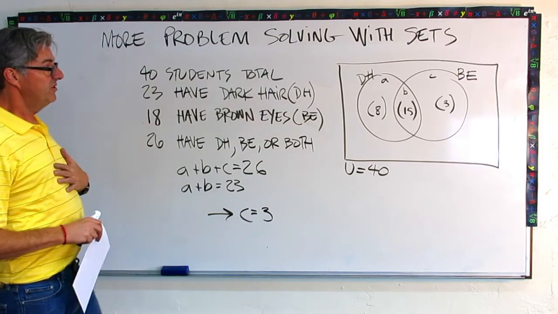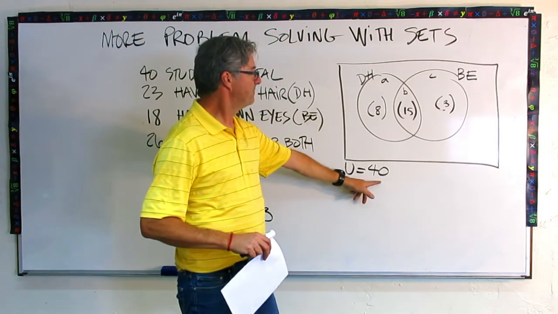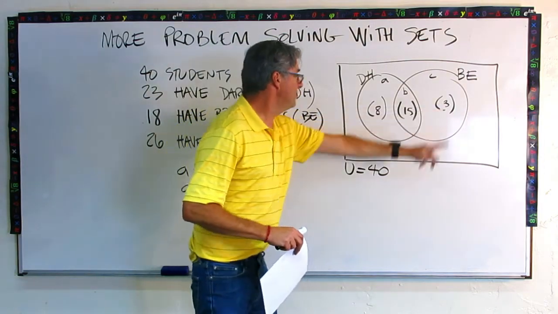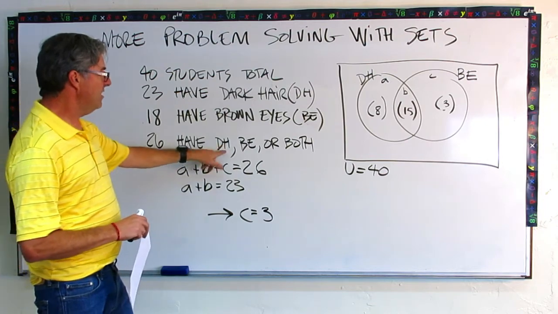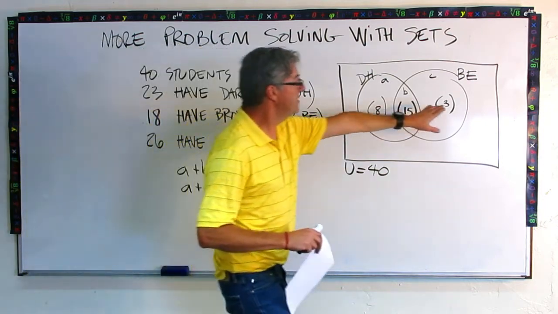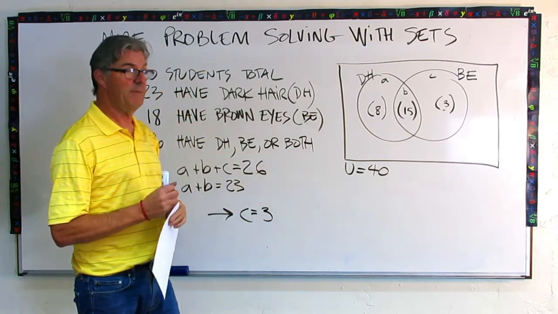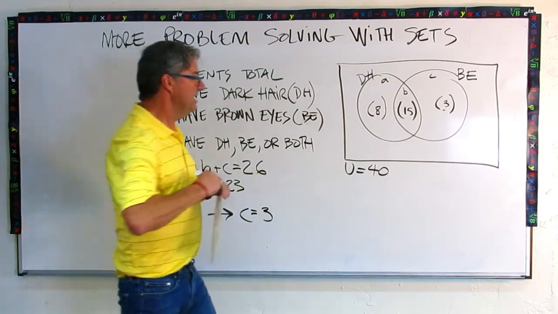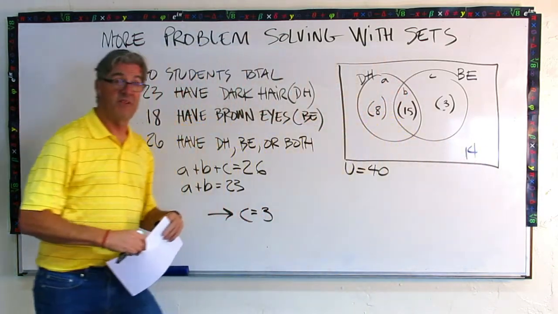So what we have to do is subtract all 3 of these from 40. Now we know that all 3 of those is 26. That's the people that have dark hair, brown eyes, or both. So that's all 3 of those numbers. That's 26. So 26 from 40 leaves 14. So there are 14 people that have neither.